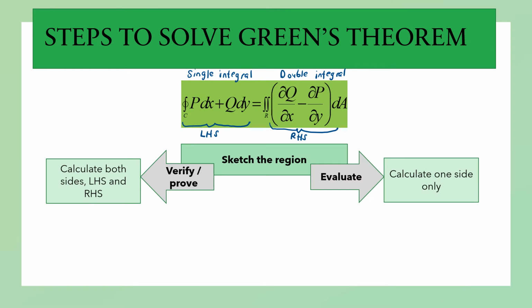Let's move to the steps to solve Green's theorem. First step, you need to sketch the region. Second step, you need to refer to the question. In Green's theorem, there are two types of question. First, if the question asks you to verify or prove Green's theorem, then you must calculate both sides, left hand side and right hand side. You must prove that left hand side is equal to right hand side.